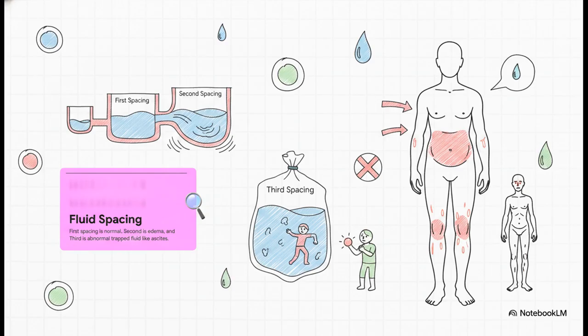This is when fluid shifts into a compartment where it's trapped and functionally inaccessible, like ascites in the abdomen or a massive swelling from severe burns. The really scary part is that the patient might visually appear hugely fluid overloaded, while their actual usable blood volume inside their vessels is critically, dangerously depleted.